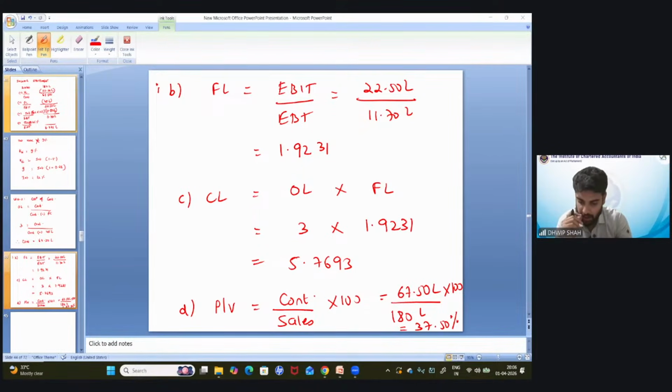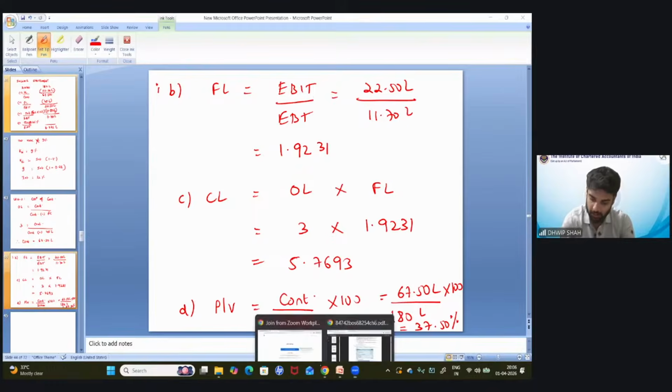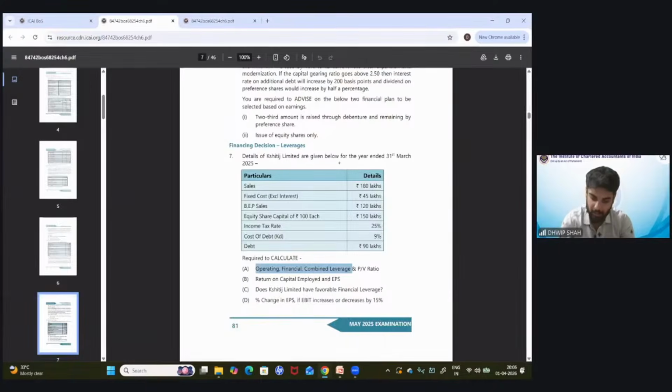Sir, if excluding interest is not given in fixed cost, meaning here, this. So then you have two alternatives in that case. You can presume that fixed cost excludes interest. This is one opinion. You can also presume fixed cost includes interest. But whatever you presume, write a clear note of it below. Okay?